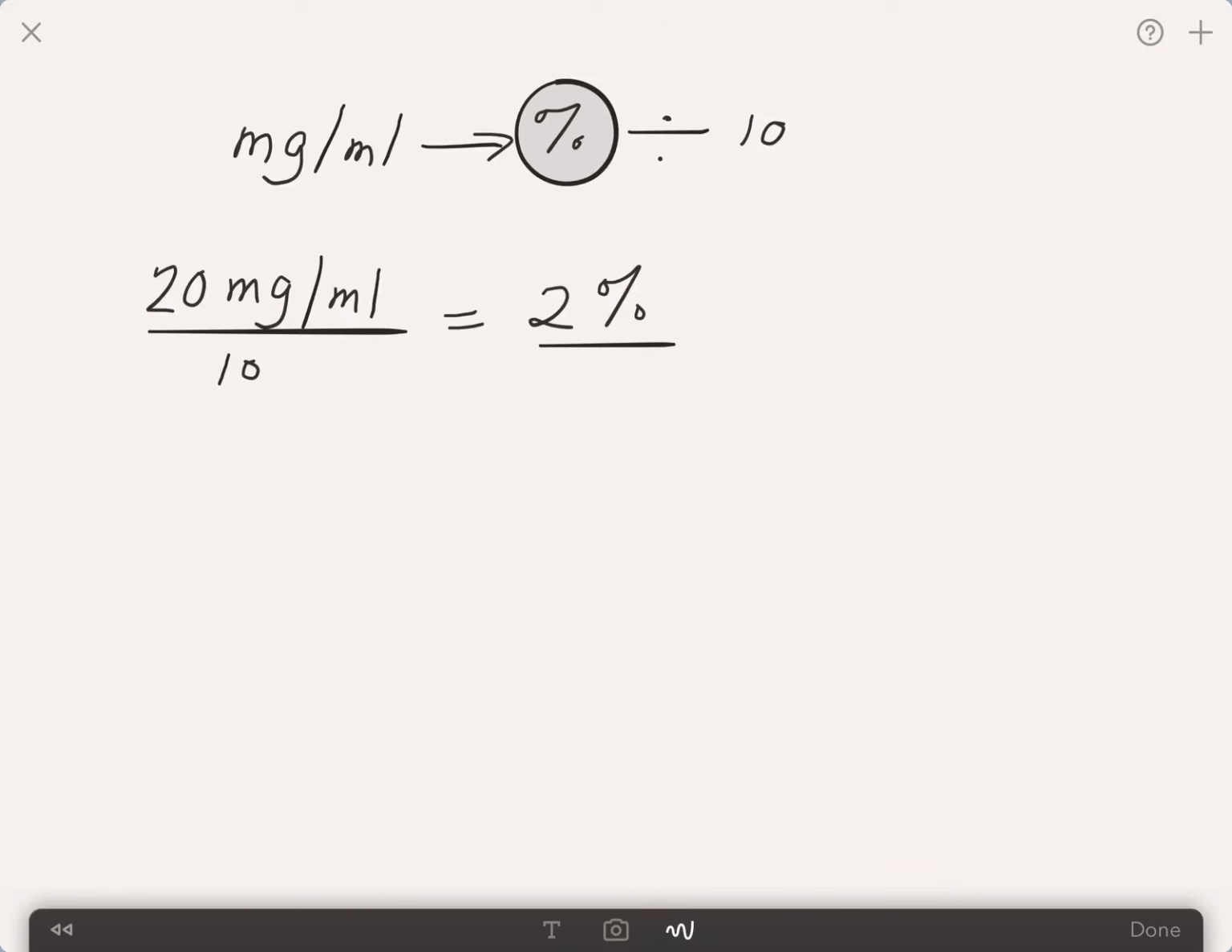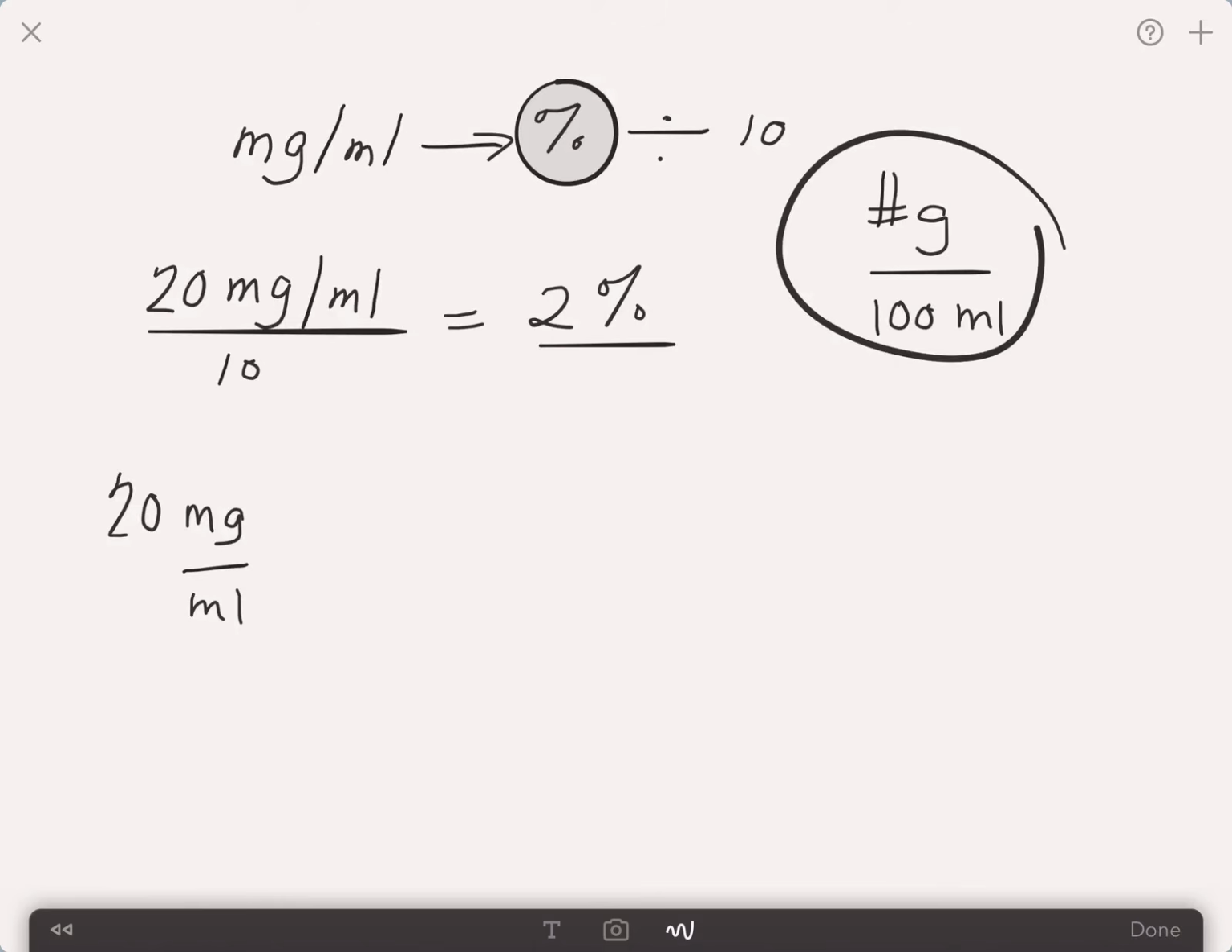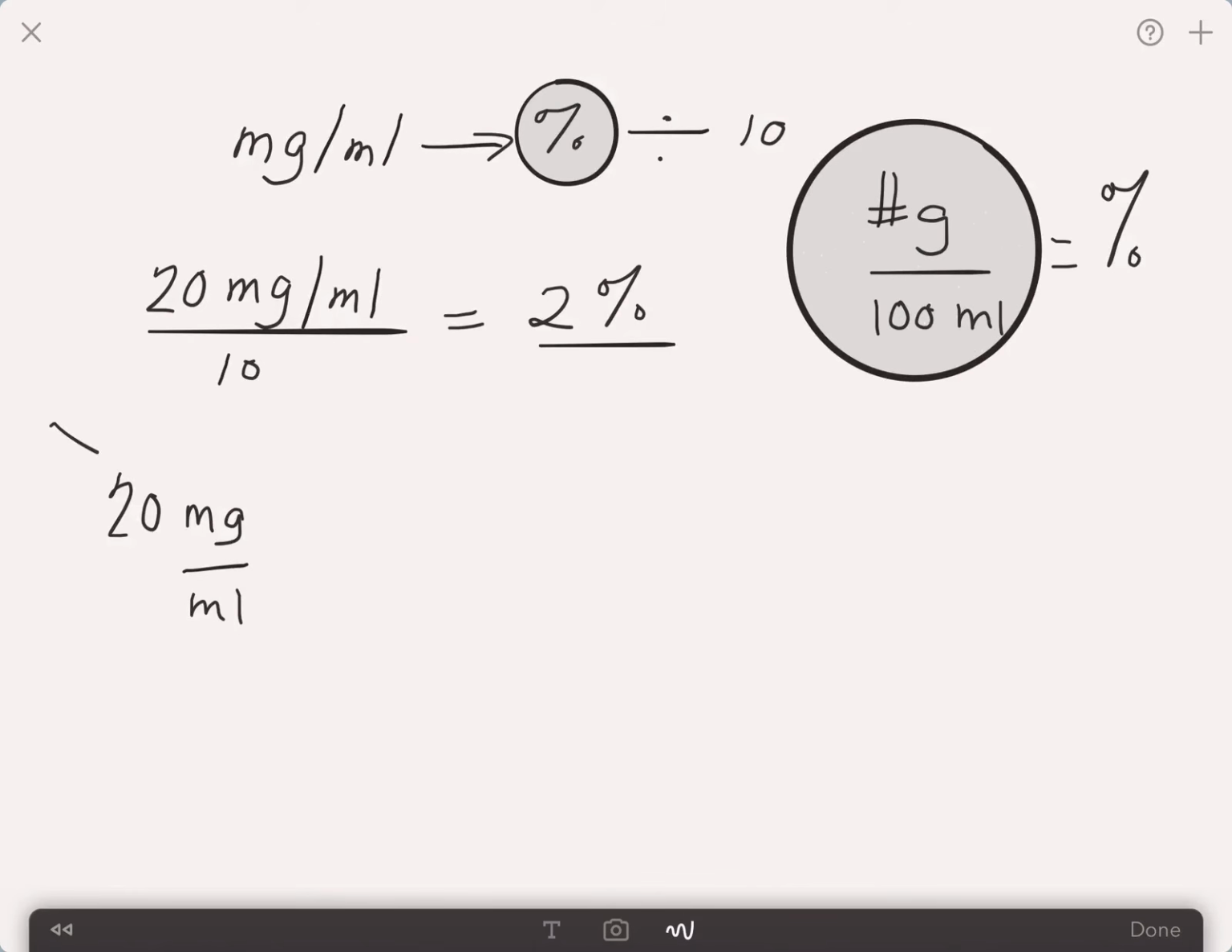If we wanted to do this the long way, which is perfectly acceptable, I'm going to write it out and just show you. We have our 20 mg per mL solution. Now, remember that the number of grams of a solution per 100 mLs gives you the percent of a solution. What we need to do is get this 20 mg per mL into grams per 100 mLs. So really that's just a simple conversion.